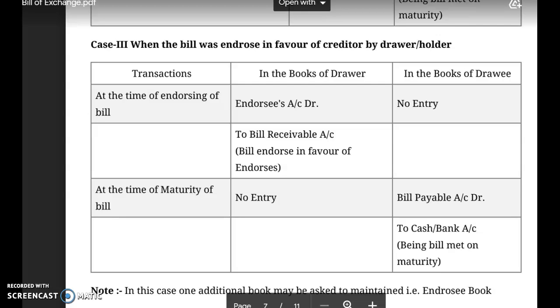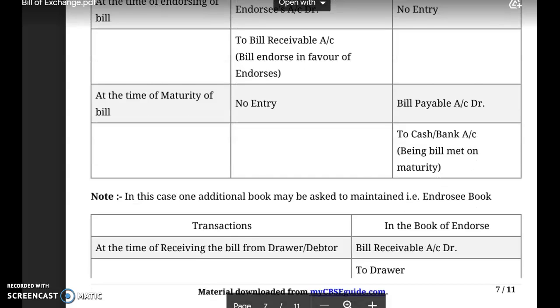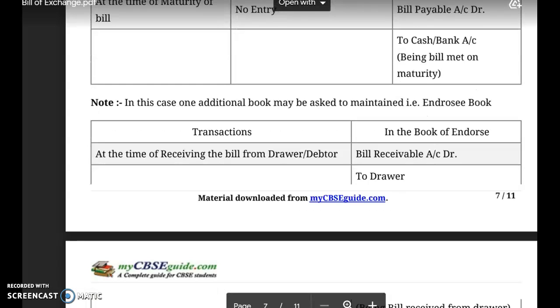Now the bill of exchange is with whom? With the endorsee. The bill of exchange is not with the drawer. The drawer has already transferred it. So neither will the drawer receive the payment nor will he record the entry. So the entry will be in the books of the endorsee. Now we will discuss the other important transaction entry. In this case, one additional book may be asked to maintain, that is the endorsee book, but you are not required to maintain that.